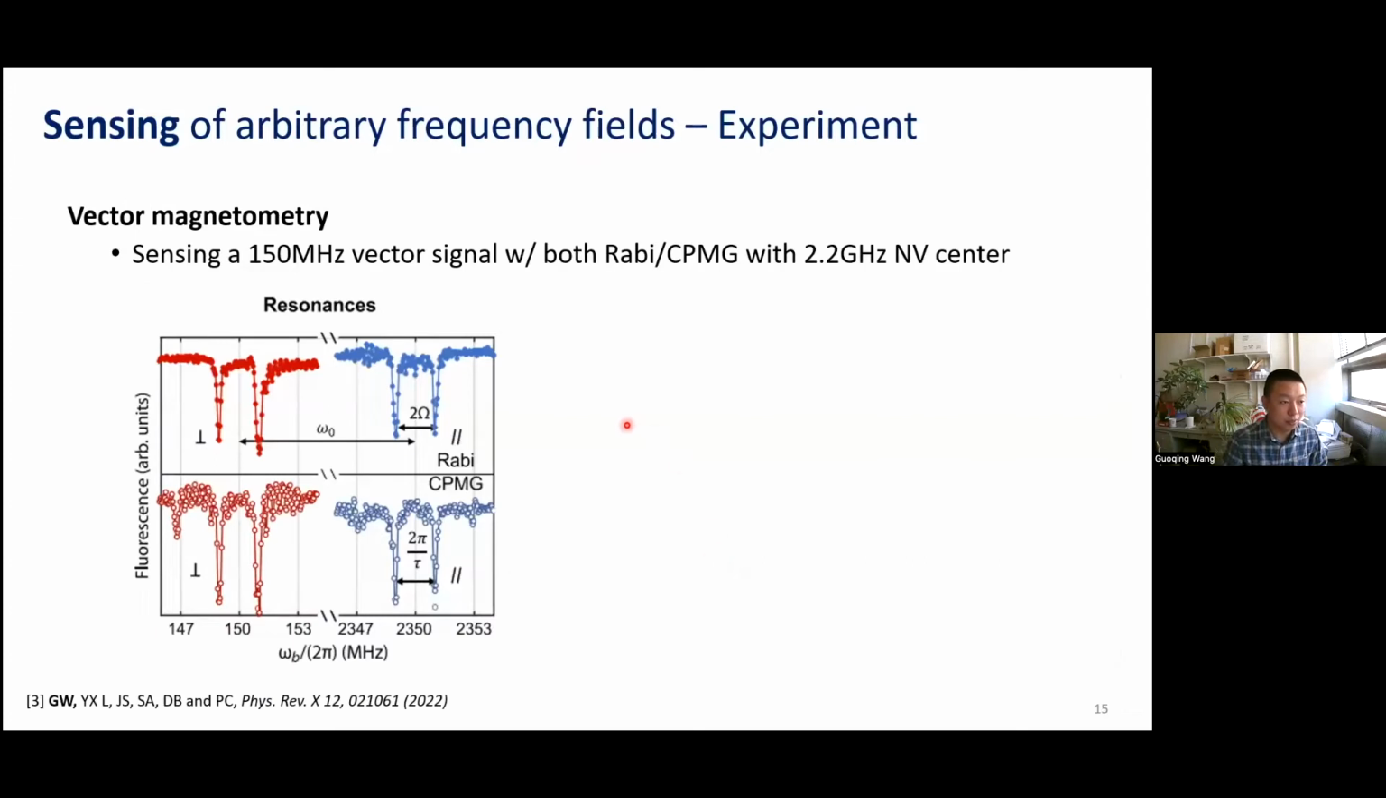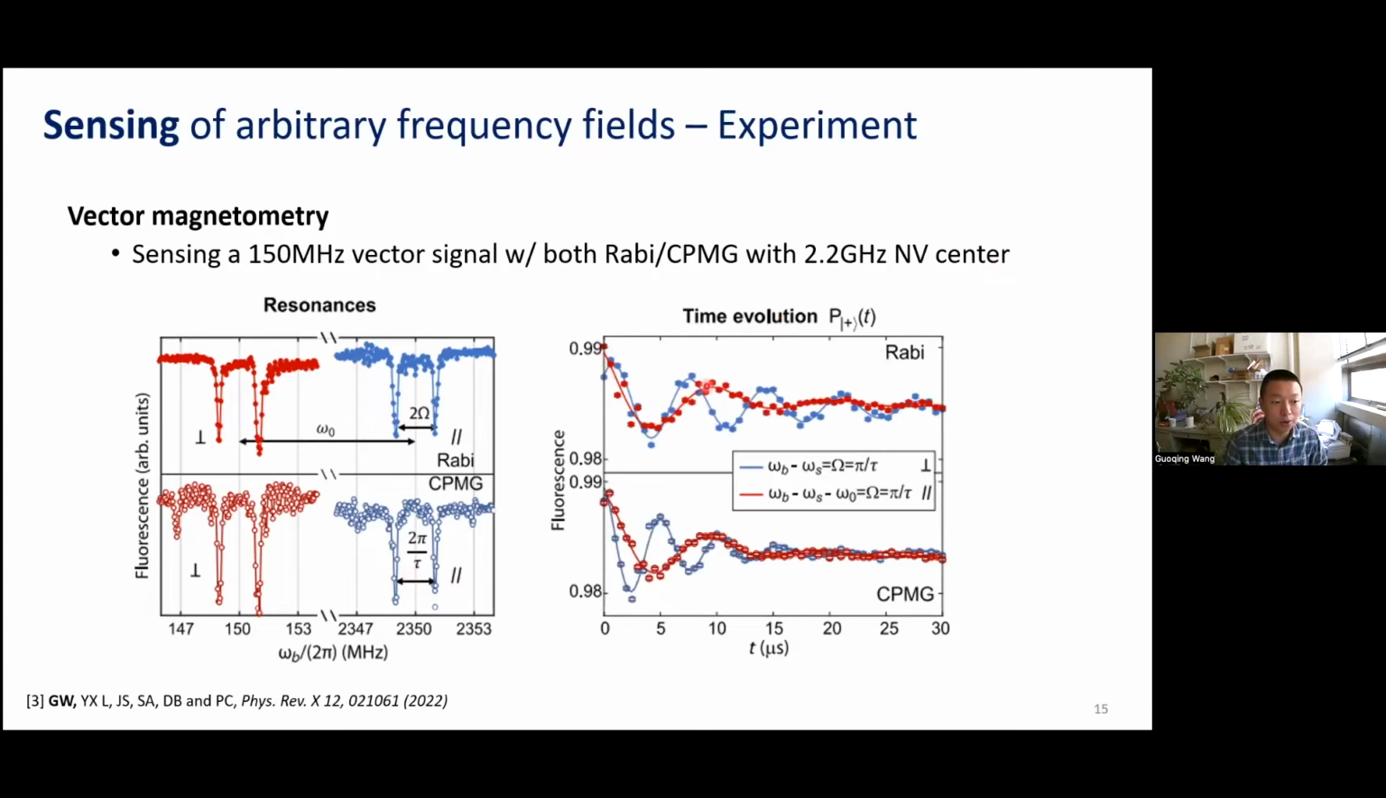So here we use an example to show our experiment. We use a 2.2 gigahertz NV center to sense a 150 megahertz vector magnetic signal. We see that the transverse component resonance condition appears around this 150 megahertz frequency, while the longitudinal component resonance appears around 2.35 gigahertz, which is consistent with our theoretical prediction. And by parking at those resonance conditions and looking at time evolutions, we see these coherent time oscillations, Rabi oscillations, from which we can extract the amplitude of the signal.